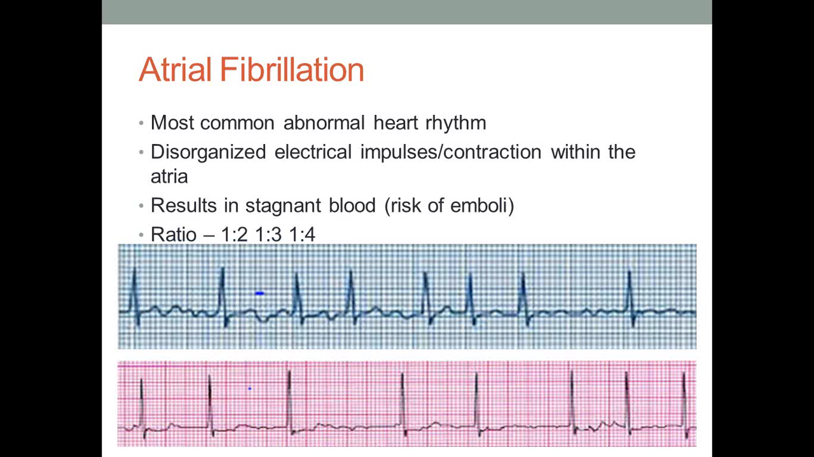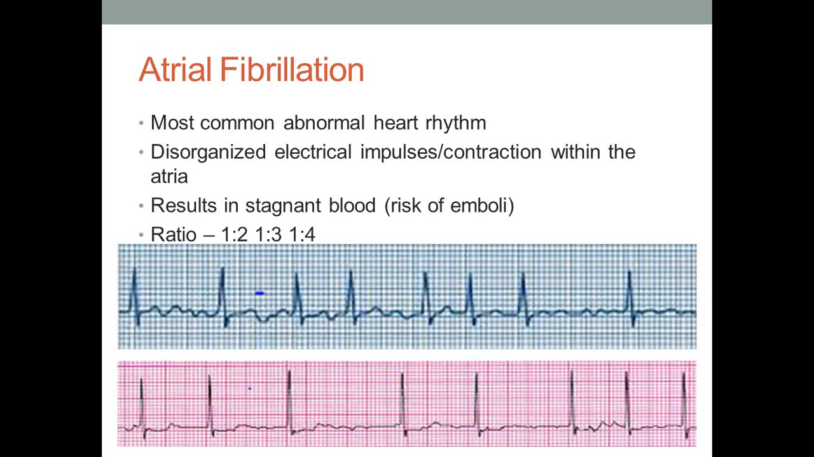The problem with atrial fibrillation is that blood isn't always pumped completely out of the atria. So there's a chance that there can be some stagnant blood sitting in the atria, and when that stagnant blood is eventually pumped out, it may have started to clot a little bit.